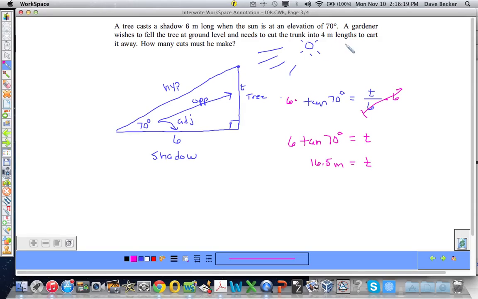So it's asking how many cuts do I have to do to make 4-meter lengths. So I've got a tree that is 16.5 meters from end to end, and it's on the ground, and I have to cut it, right? So I would have to do 4, and then 8, and then 12, and then 16, and I would have a little bit left. So how many cuts is that? 1, 2, 3, 4. So the answer to this question is 4 cuts.